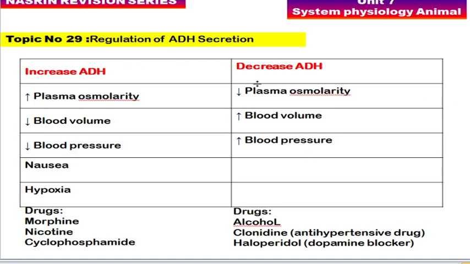Next, decreased plasma osmolality and increased blood volume and blood pressure will decrease ADH. In addition to that, nausea and hypoxia will increase ADH secretion. With respect to drugs, morphine, nicotine, and cyclophosphamide will increase ADH, whereas drugs like alcohol, clonidine, and haloperidol, which is a dopamine blocker, and this particular one is an antihypertensive drug, will actually decrease the secretion of ADH.